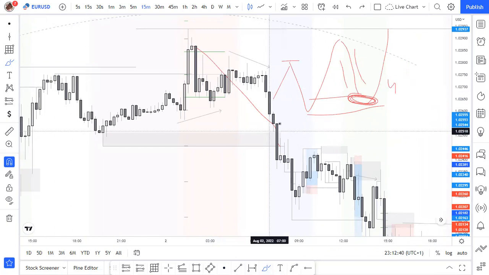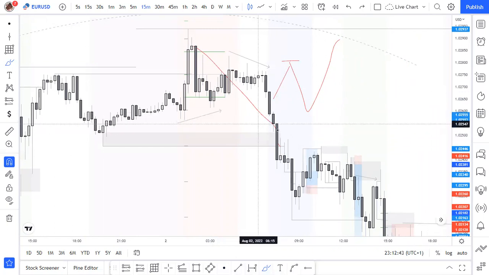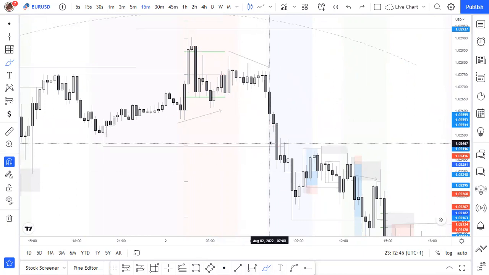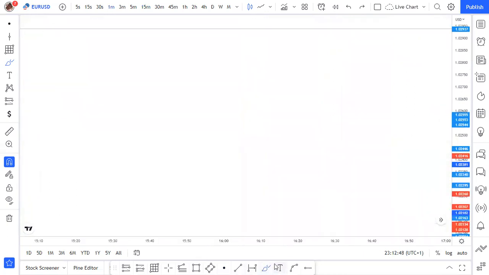So London session here, there wasn't really any confirmation here. Like that was one of the reasons why I didn't take the trade.